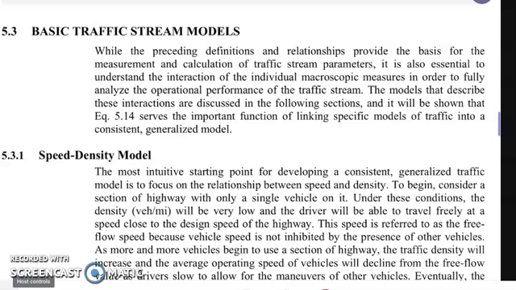However, it is also very important, significant and essential to understand the interaction of these individual macroscopic measures so that we can fully analyze the operational performance of the traffic stream. So now we are moving on. Our focus now is the model that describes the interaction of these traffic stream parameters. So now we move on to the speed density model.